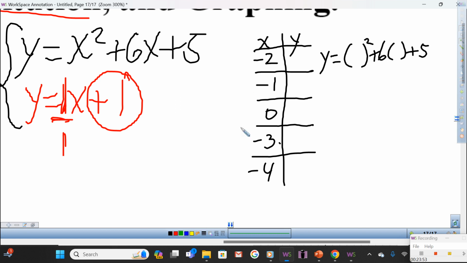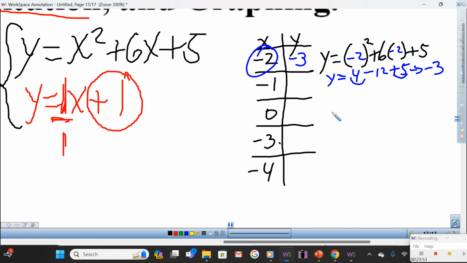So what's my first value? My first value is -2. So y equals 4 minus 12 plus 5. To save space, look up. What is 4 plus 5? 9 minus 12? -3. Write it in there.